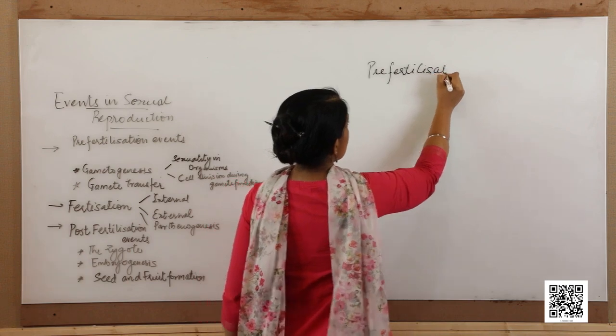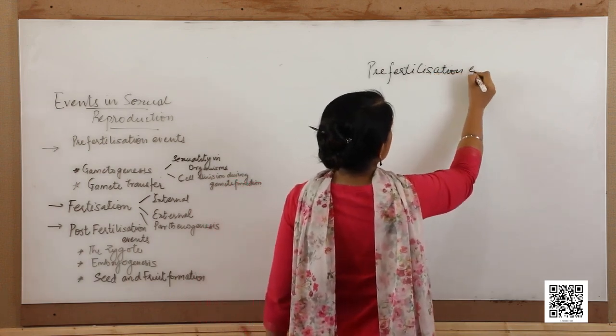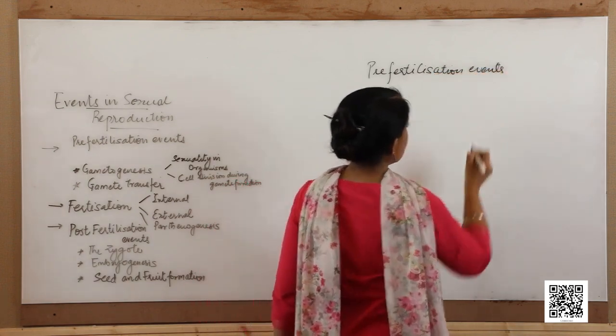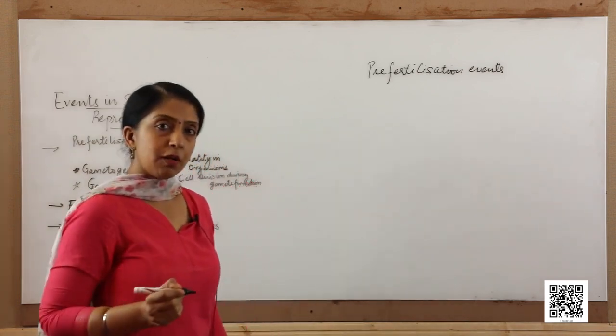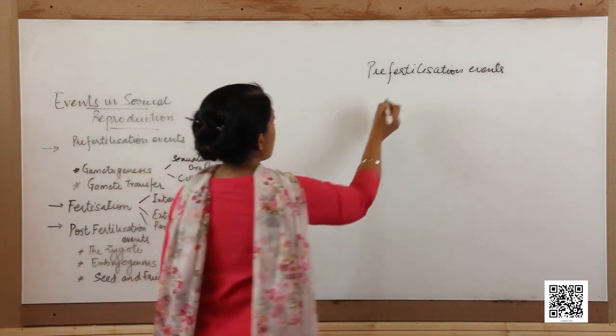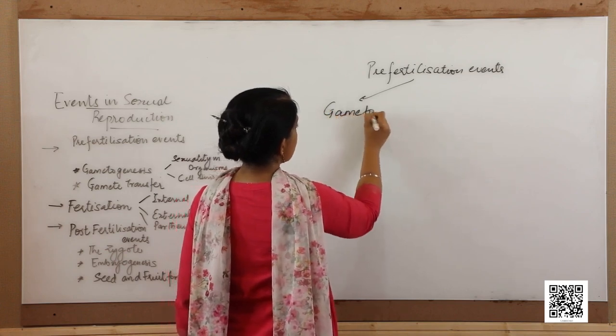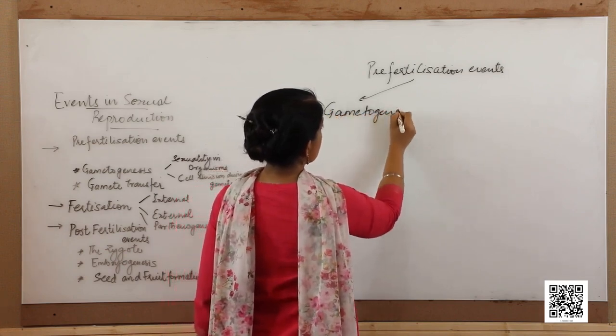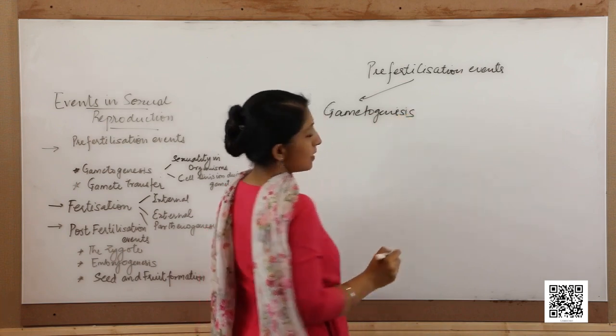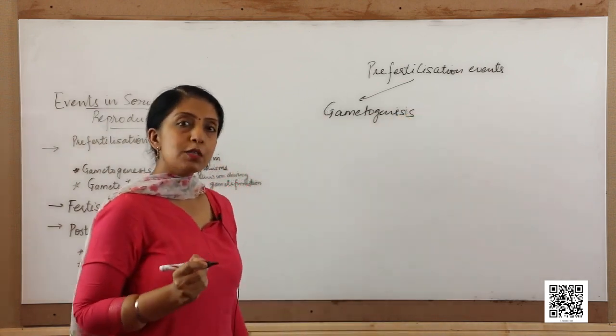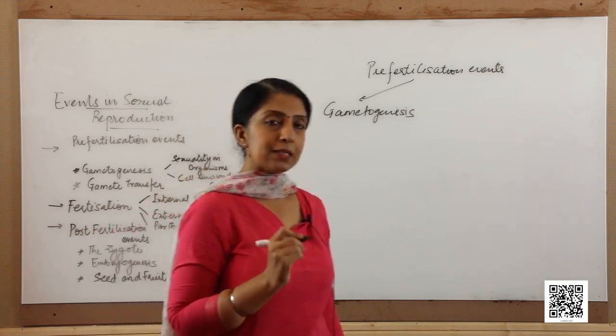Pre-fertilization events involve the formation and the dispersal of the gametes. So, it includes basically gametogenesis. Gametogenesis can be defined as the process of production of gametes.